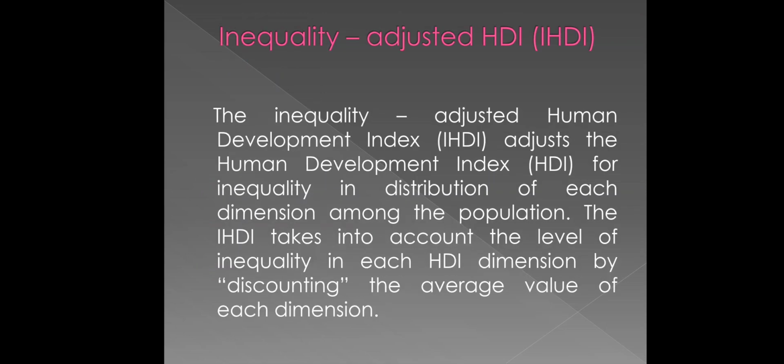Next, inequality adjusted HDI. The inequality adjusted Human Development Index accounts for inequality in the distribution of each dimension among the population. The HDI is equivalent to the IHDI when there is no inter-individual inequality. HDI can be seen as an index of potential human development, while the IHDI is the level of human development that actually exists, as it accounts for these imbalances.